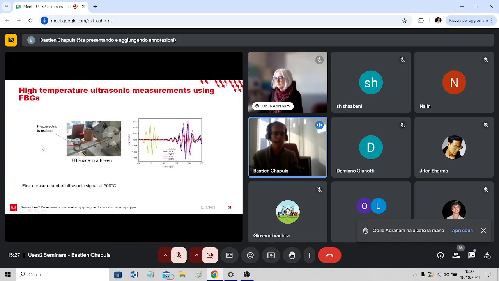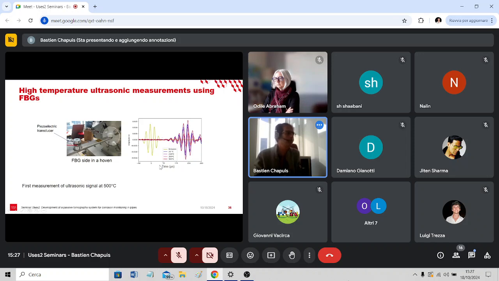Just an illustration, and I have almost finished, I think. Here are some capabilities to measure ultrasonic waves at very high temperatures. We have put an FBG in an oven, and you have some elastic waves that are measured at 500 degrees. At the time we performed the experiment, it was the world record. Now some teams have made measurements at higher temperatures, but we were very proud to have these signals measured at such a high temperature at that time.